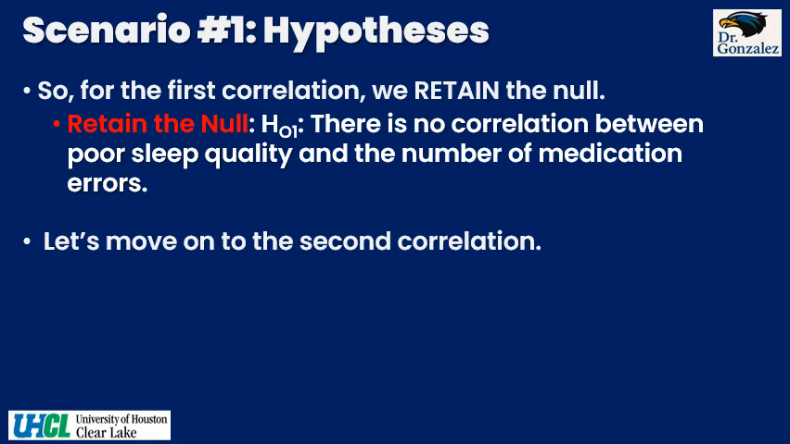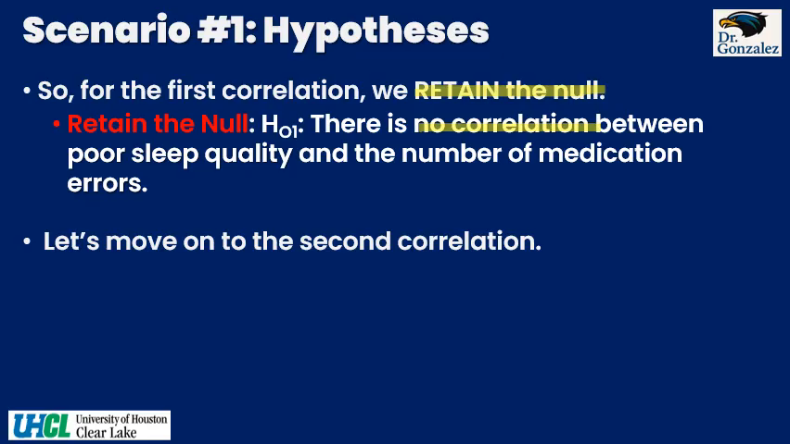So for that first hypothesis, what are we going to do? We are going to retain the null. And by retain the null, we're going to say, hey, guess what? My null hypothesis is true. There was no significant correlation between the two things. Was there a correlation? Absolutely. Was it really small? Absolutely. Was it significant? No, it wasn't.